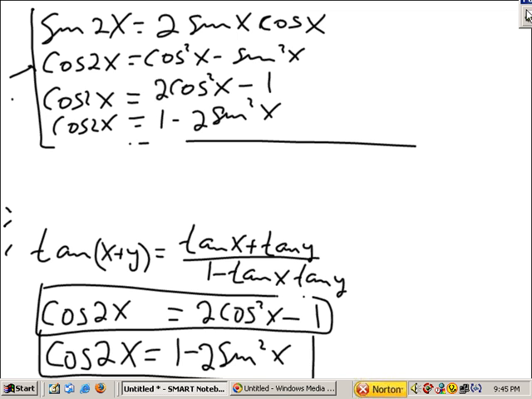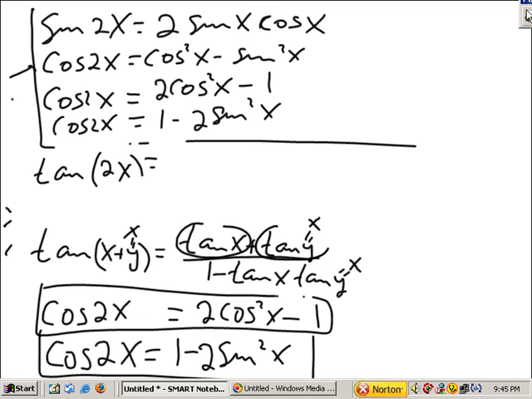But if y becomes x, if y is x, then the left side becomes the tangent of x plus x, or the tangent of 2x. And the right side becomes tangent x plus tangent x. Oh, that's 2 tangent x. And the bottom becomes 1 minus tangent x times tangent x. Well, tangent x times tangent x is tangent squared x. And that's the formula that you will see in your textbook.